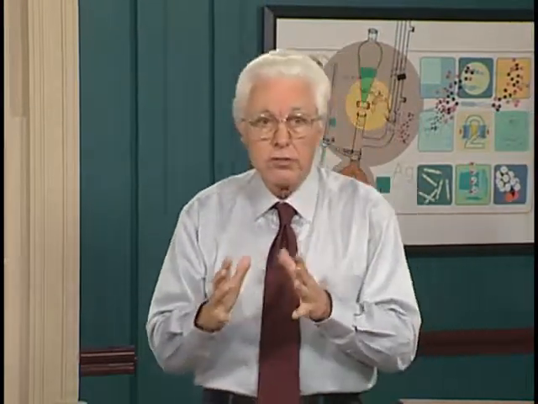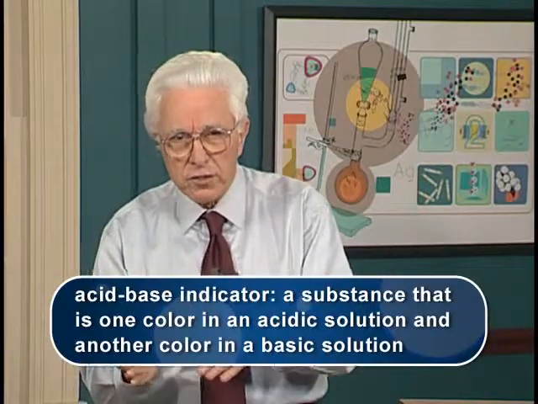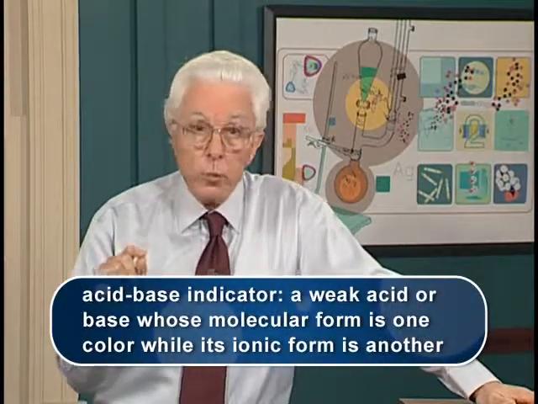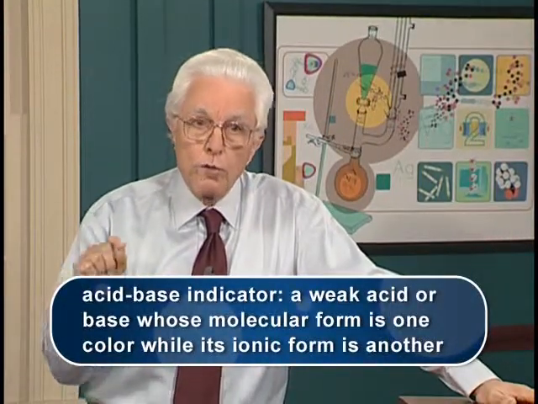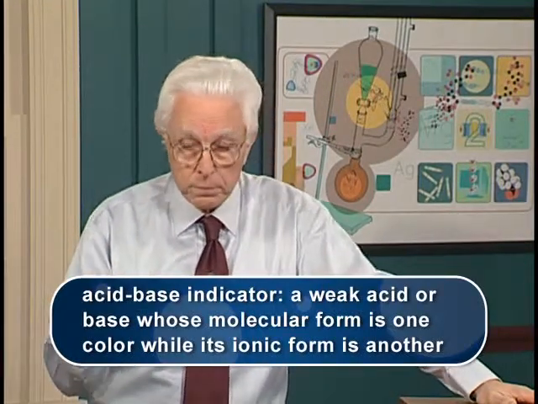And this explains why indicators change color so dramatically around the equivalence point. Our initial definition of an indicator was that it was a substance that was one color in an acidic solution and another color in a basic solution. Now we are ready to present a more accurate definition of an acid-base indicator. An acid-base indicator is a weak acid or base whose molecular form is one color while its ionic form is another. Let's consider something like phenolphthalein.